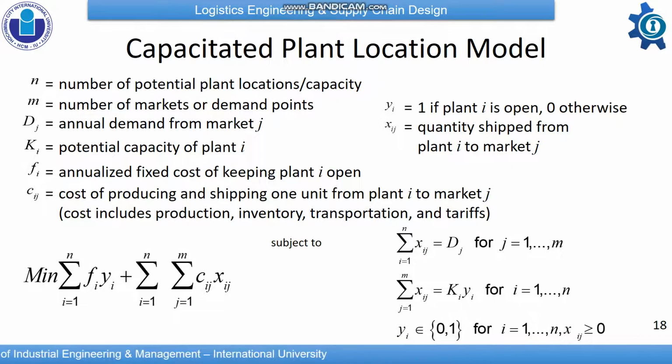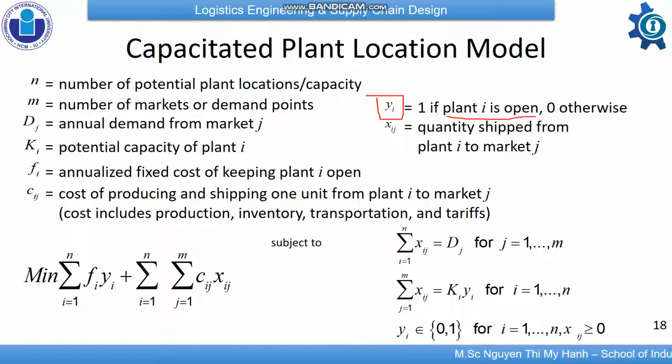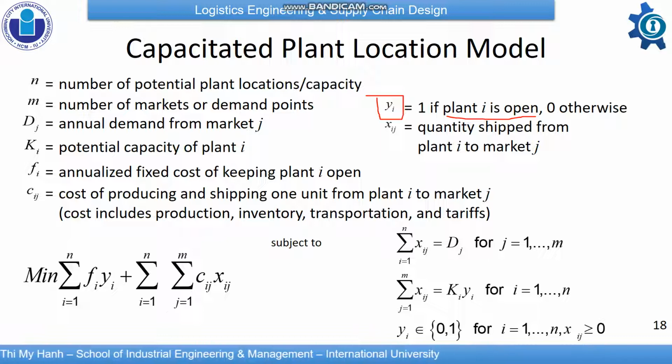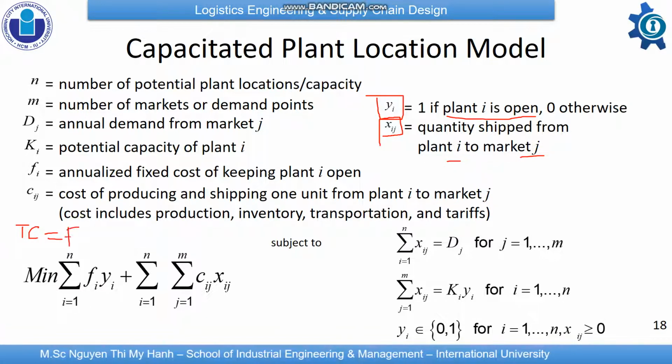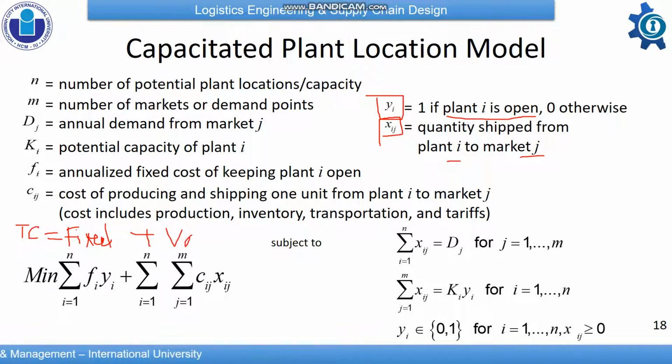And I have a binary variable yi. yi is equal to 1 if plant I is open, and yi is equal to 0 if the plant is not open in location I. And xij is the quantity shipped from plant I to market J. Our objective function is to minimize the total cost, which will include the fixed cost plus the variable cost.